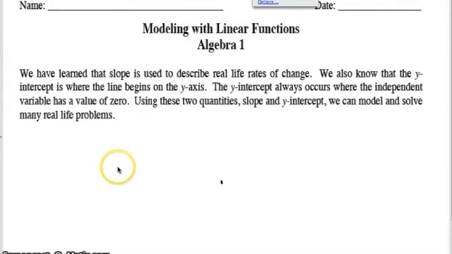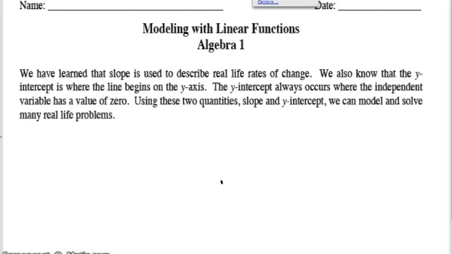Okay, today we're going to be talking about modeling linear functions. So that's page 29 in your packet, and please write your name at the top. Okay, so modeling linear functions simply means relating linear functions and graphs of lines to real-life situations.